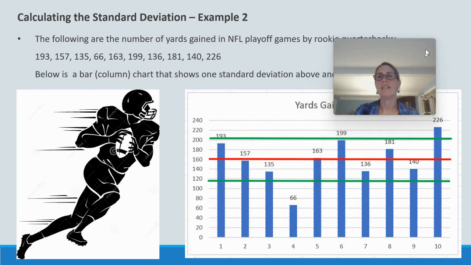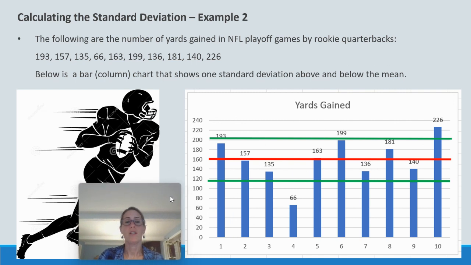And then what I did here was I put in a graph like the dog graph so you could see. So I did a column graph like we've done in Excel before. Each of these blue columns represents one of those data values for the quarterbacks. The red line here is the mean that we calculated in Excel. And then the green line is approximately one standard deviation above the mean and one standard deviation below the mean.